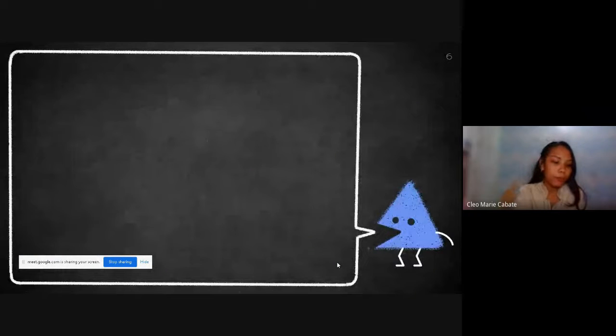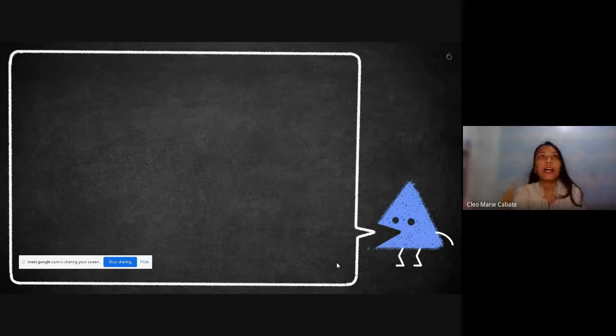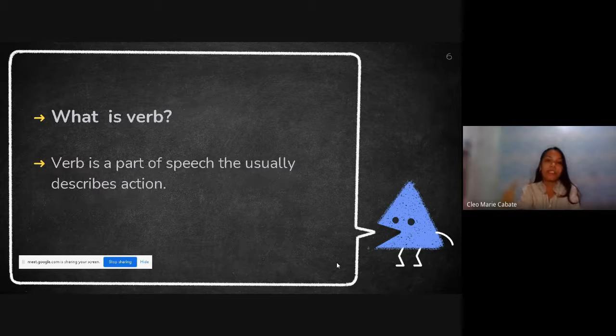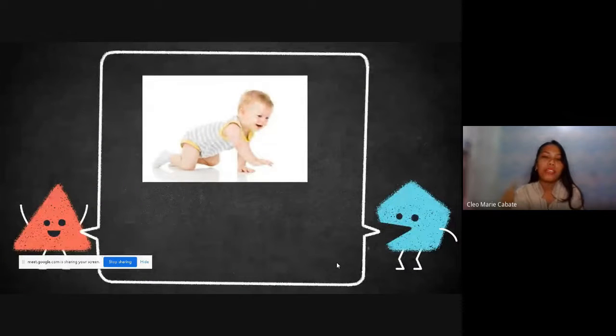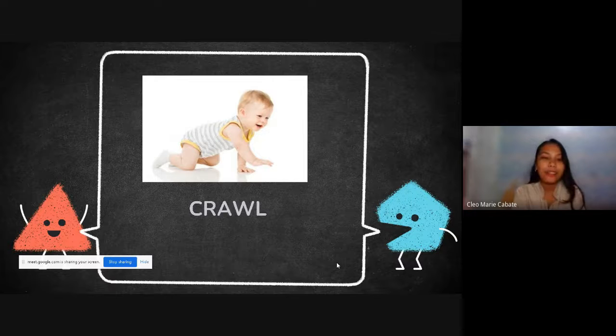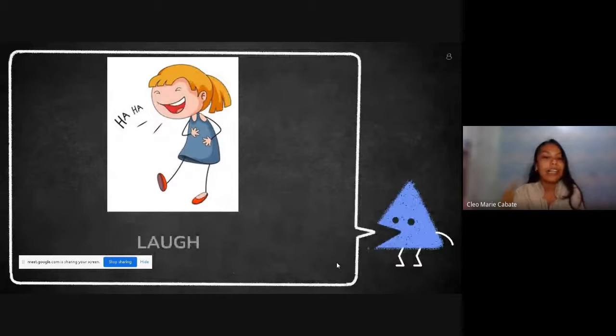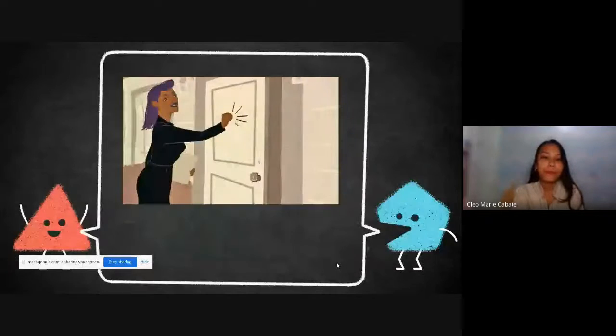So as a review, what is our topic yesterday? Okay, very good. It is about verb. So what is verb? Okay, verb is a part of speech that usually describes action. So great. Can you identify what action shows in the picture? Okay, it is crawl. Very good. So the next picture is? Okay, it's love. So the next picture?